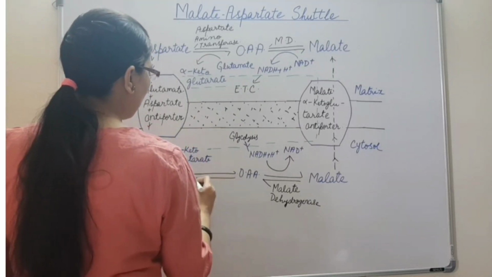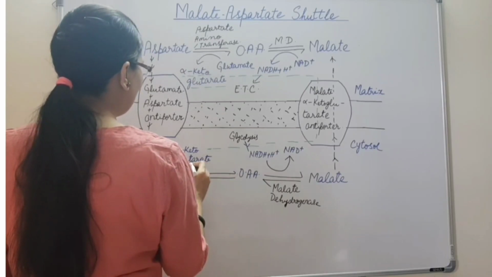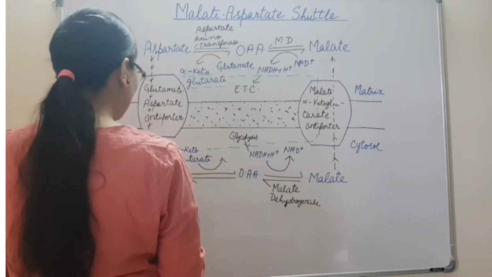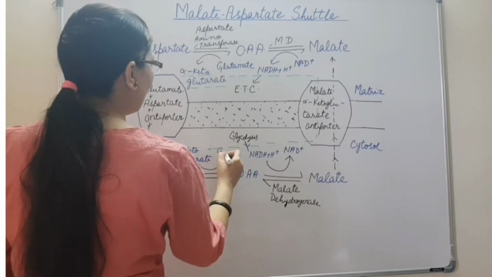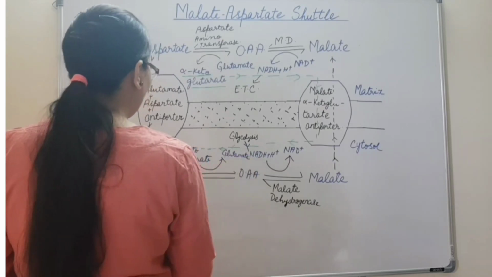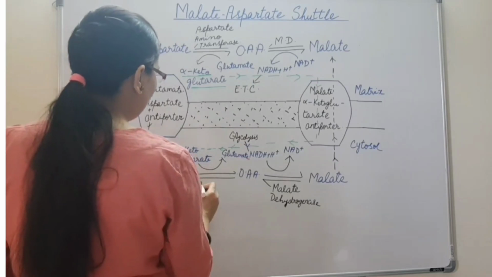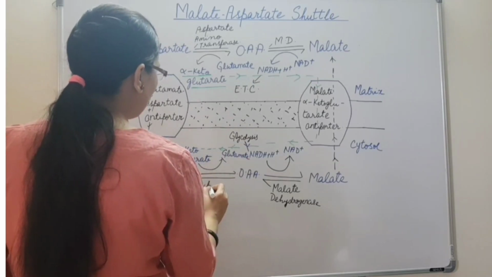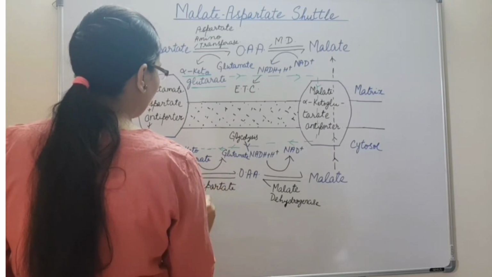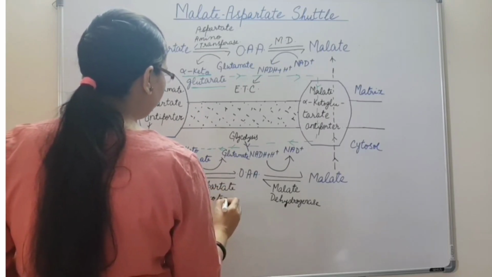Then this aspartate transfers its amino group to alpha-ketoglutarate. Alpha-ketoglutarate is converted into glutamate and aspartate is converted into oxaloacetate. It is catalyzed by the cytosolic aspartate amino transferase.